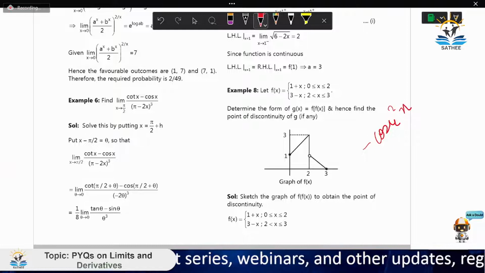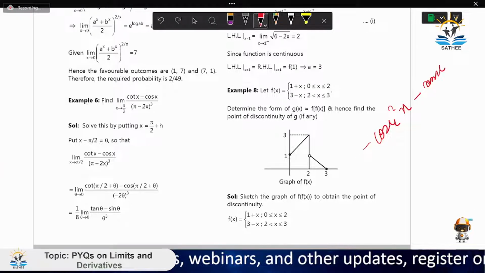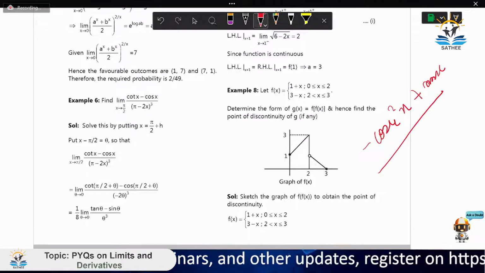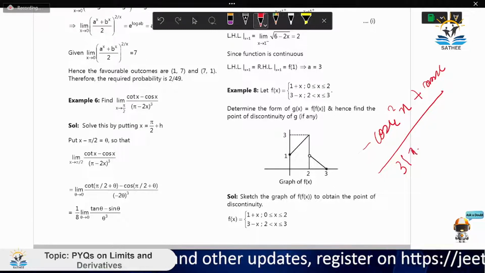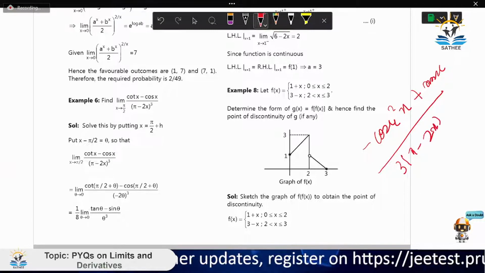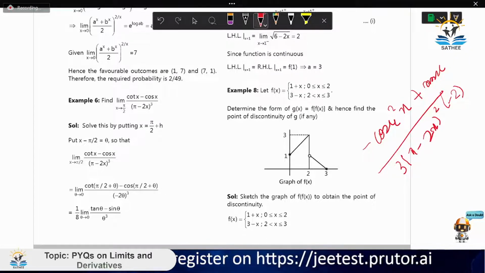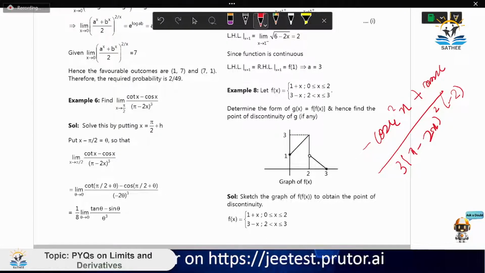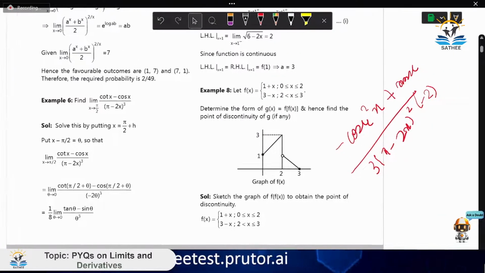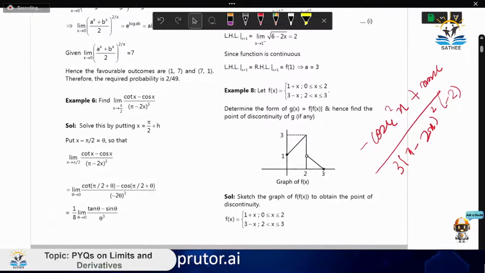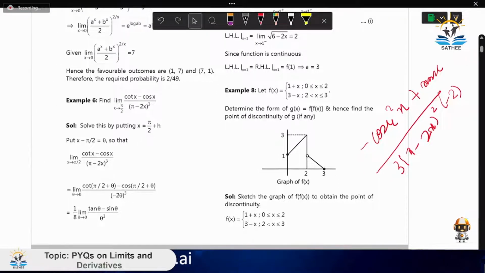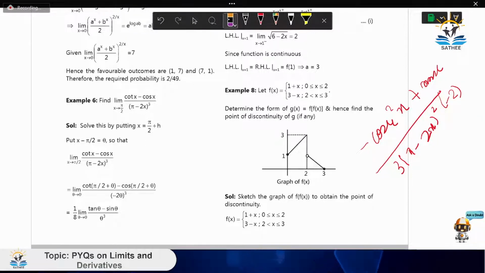And for cos x it is minus of sin x, but there was always a minus, so we cancel it out. Then we have 3 times pi power 2. Again, excuse me, this could go on and on for quite some time. So rather than going this way, we can calculate by putting x as pi by 2 plus h.